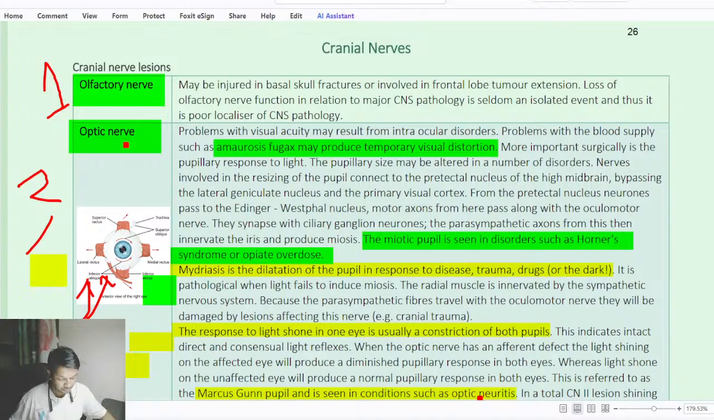Okay, so we will start with cranial nerves and we'll finish. Almost you are done. Cranial nerve part A is not very important. Just remember very few. Remember the name of the 12th cranial nerve and the optic nerve.